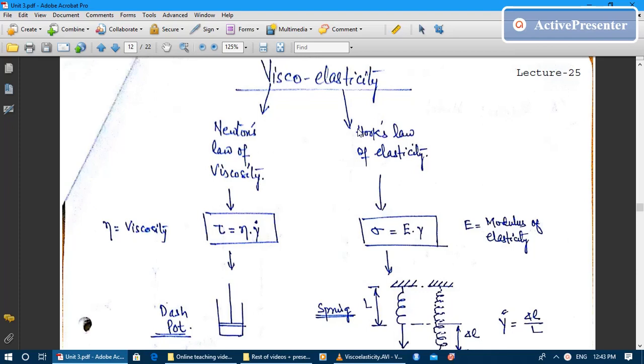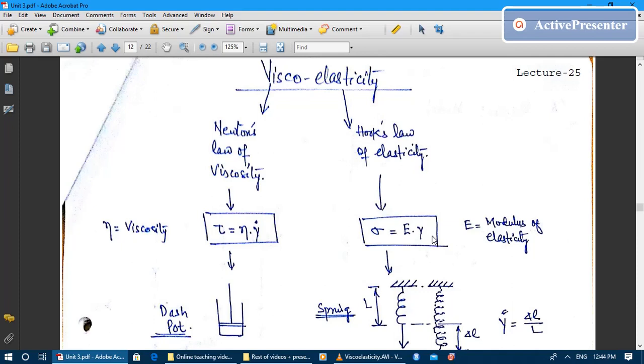Elasticity, as all of you know, is defined by Hooke's law of elasticity, and it says that if any object is deformed within the elastic limit, on the removal of the load it will regain its original shape. Okay, and the formula for elastic deformation is sigma is equal to capital E gamma, where gamma is the strain and capital E is the modulus and sigma is the longitudinal stress.